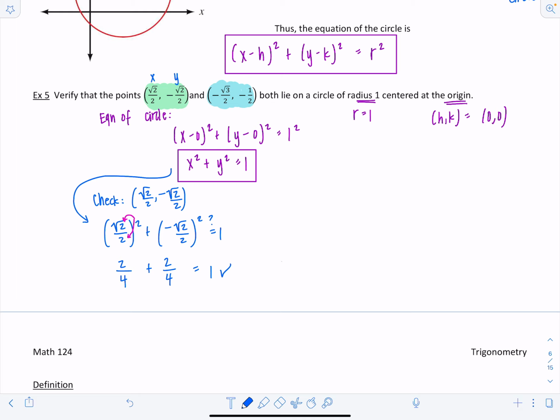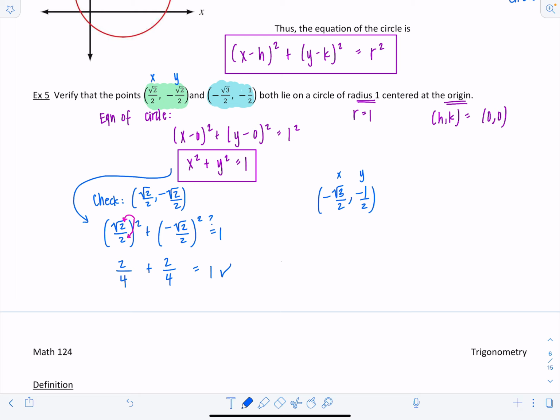So yes. And then now I need to just check the other point, negative rad 3 over 2 and negative 1/2. Again, I'm going to plug in negative rad 3 over 2 for x and negative 1/2 for y. Why don't you pause the video and then try this on your own, see if you can confirm that this point will satisfy the equation. And then check back in. We'll work on it together in a minute.